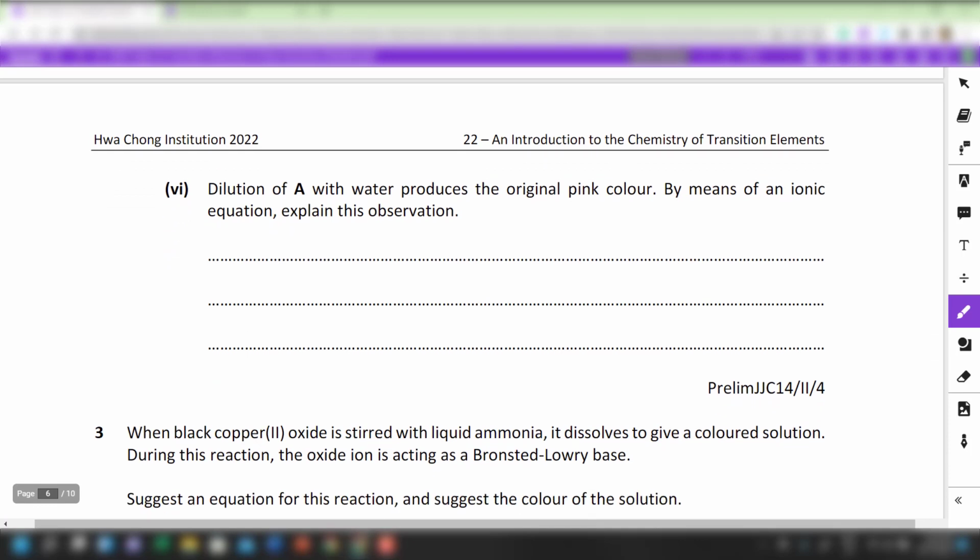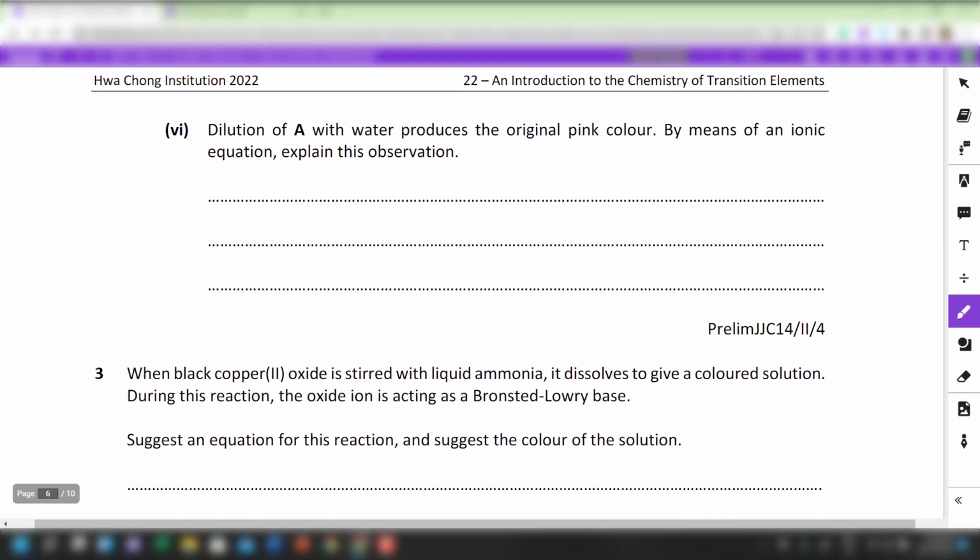Finally, there's an additional part. We have a part 6 over here. We were told that dilution of A with water produces the original pink color. So by means of an ionic equation, explain why this is the case. We have also demonstrated this in our earlier videos on the enrichment chemistry on aqueous cobalt chemistry. So if you wish to, as I said earlier, go and visit the video, which I have already placed the link below.